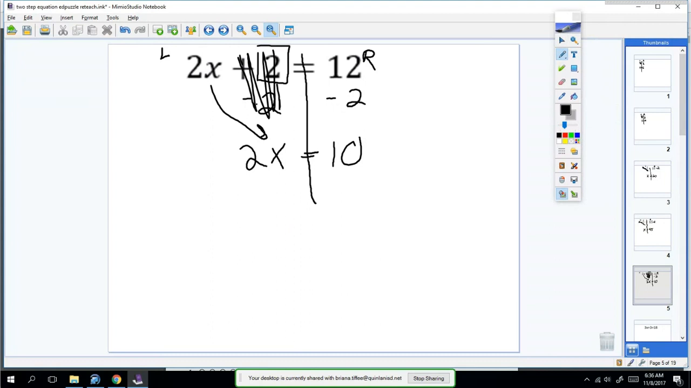So then, now this is just a one-step equation. So this 2 is being multiplied, so you're going to do the opposite, and you're going to divide it. These cancel out. X comes down, follow my line, bring down the equal sign, 10 divided by 2 is 5.